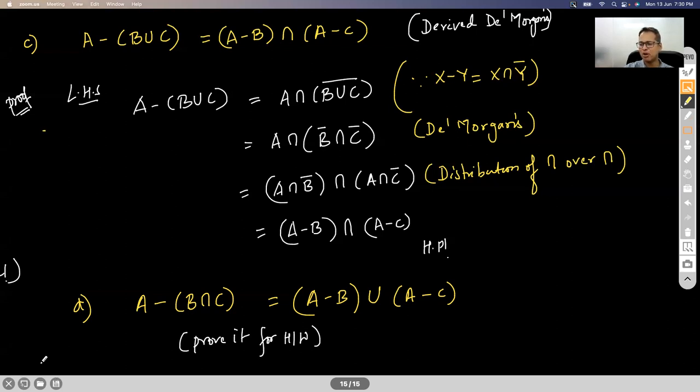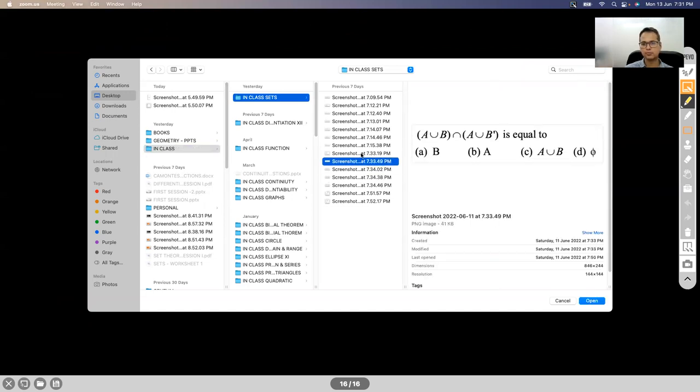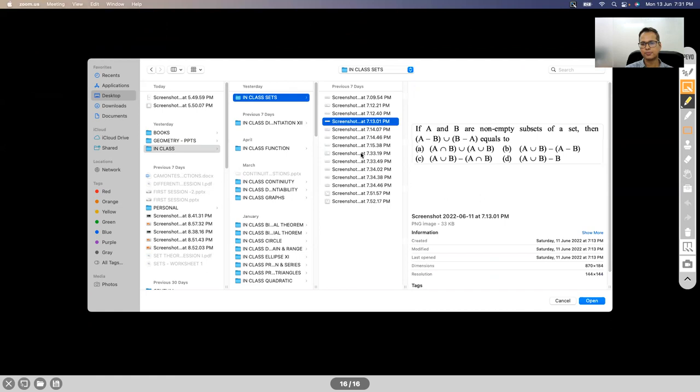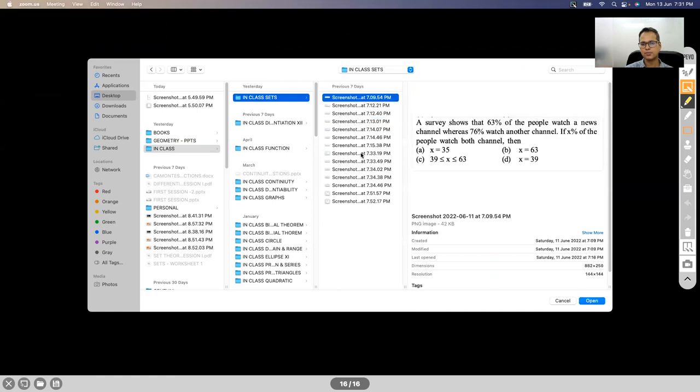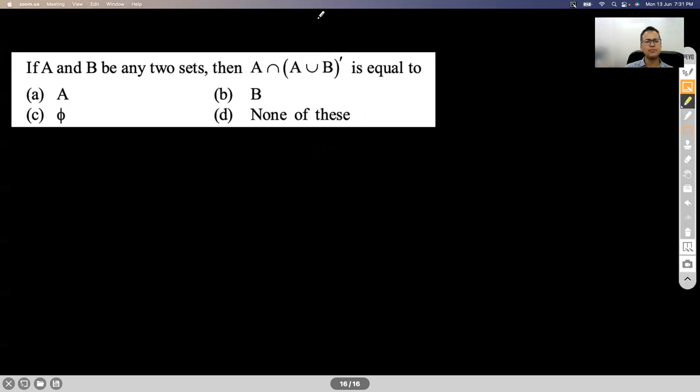So with this, we are going to take a few problems, one by one. And then we'll move on to the last part of this chapter, which is the cardinal number properties of sets, also called the practical problems on sets. But before that, at least two, three questions we'll take on this algebra of sets. Shall we? Okay, so here comes our first question. I'll be starting with a very simple one. If A and B are two sets, then A intersection (A union B) complement is which of the following?